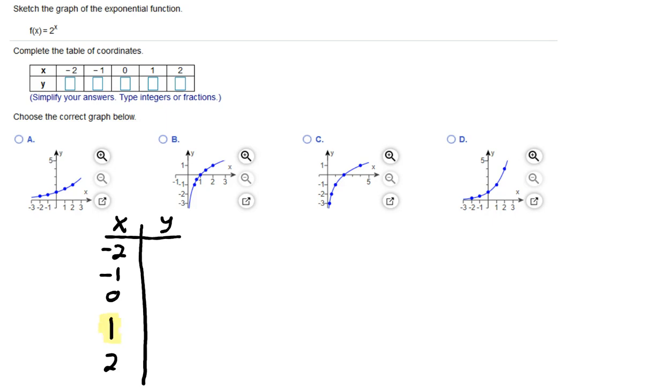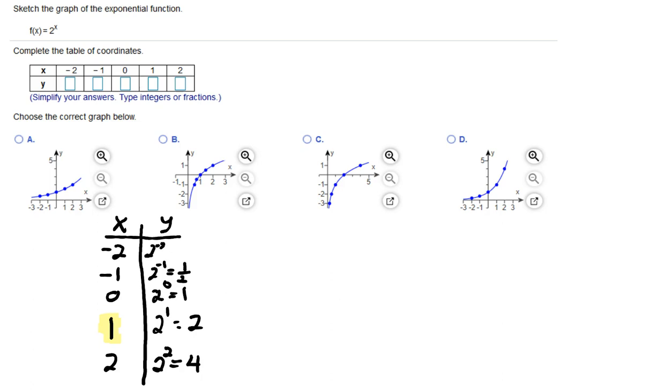If we substitute a 1 into the equation, that would give us 2 to the 1. 2 to the first power is 2. Then we'll substitute a 2. That's 2 to the second, which is 4. 2 to the 0 is 1. 2 to the -1. Having a negative in the exponent means reciprocal of the base. So the reciprocal of 2 is 1/2.